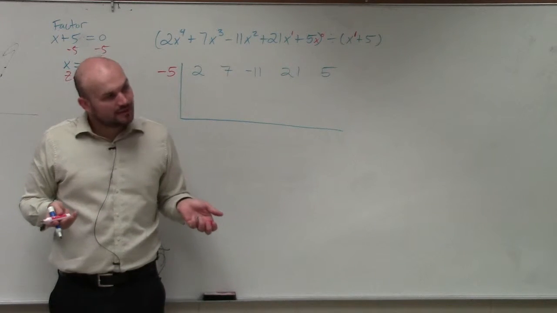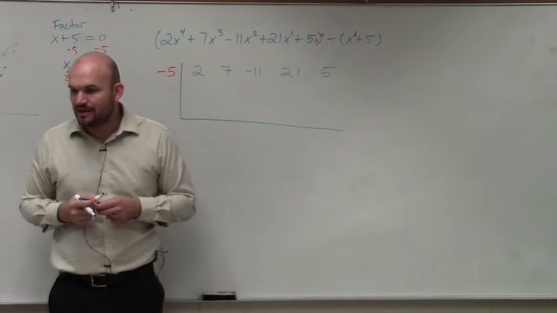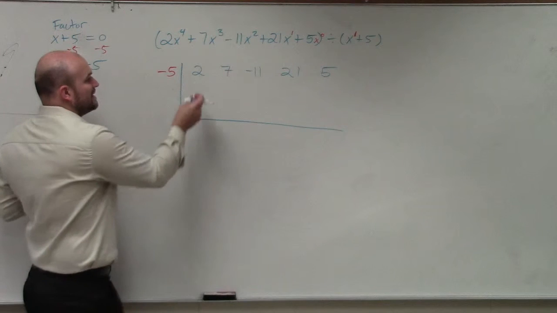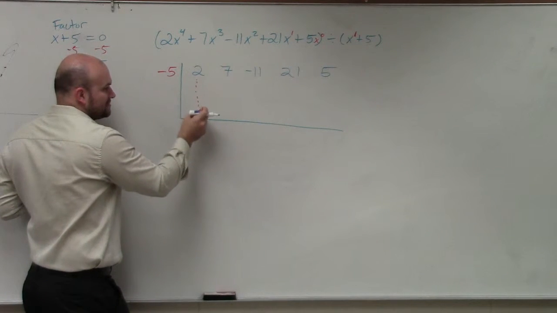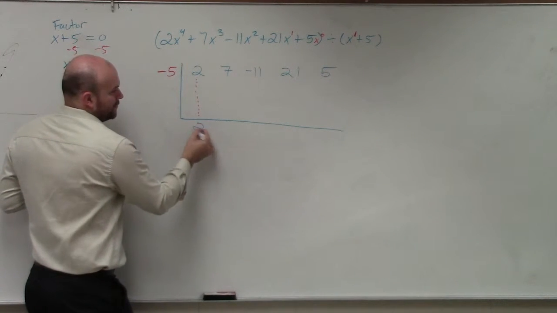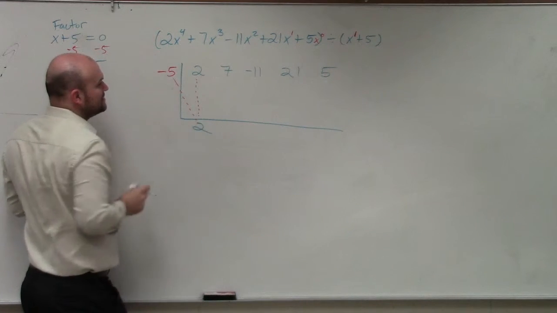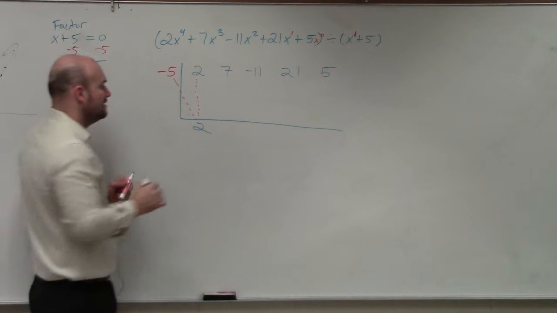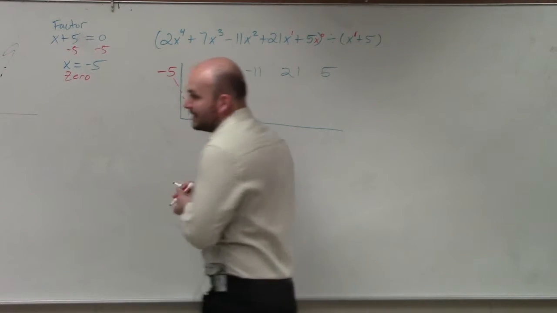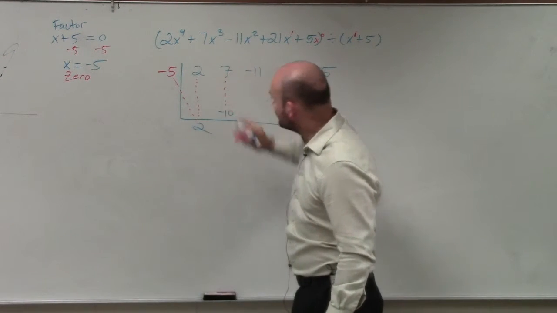So I'm doing this slowly again for you, because I know it's been a while. All you do is bring down the first term, 2. Freebie. Then you multiply on the diagonal. 2 times -5 is -10. Then you add on the vertical.